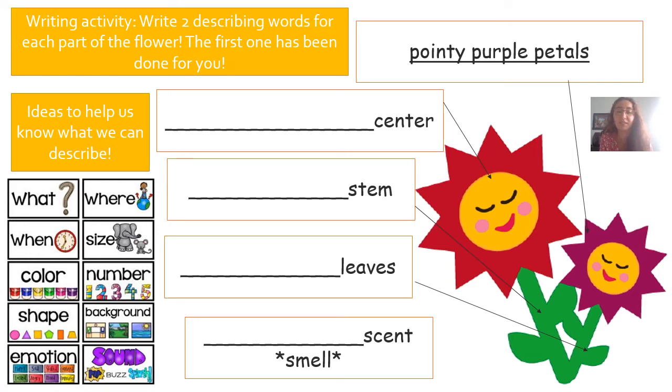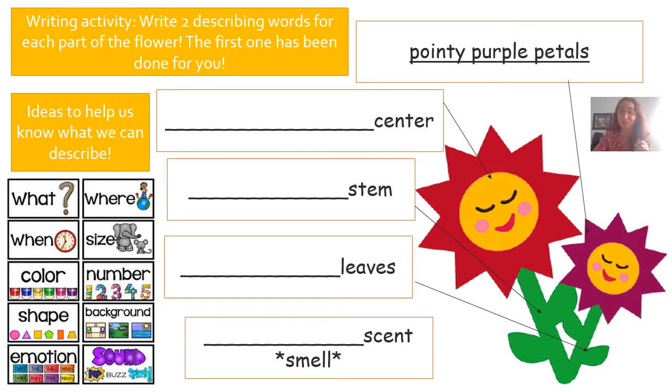Next, you'll be doing the stem, which is the long part, and the leaves, then the scent, and the scent is the smell. Have a lot of fun working up some describing words to describe these different parts of a flower. I can't wait to see your amazing work, and neither can Mrs. Townsend. Let's get started with the next activity.